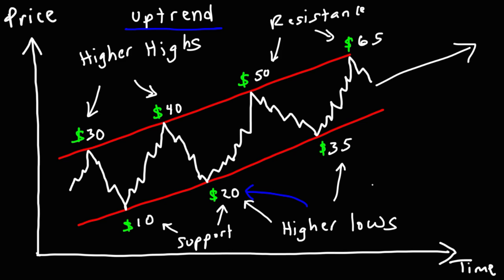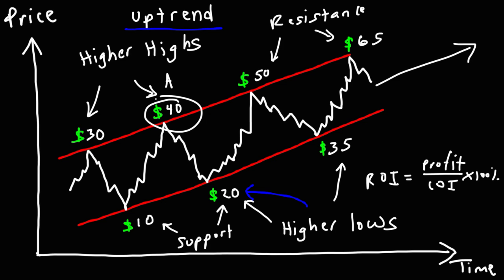So what we're going to do is calculate the ROI, the return on investment, which is basically equal to the profit divided by the cost of investment times 100%. So let's say trader A buys the stock at the resistance level of 40, and then he holds it and sells it at the next resistance level of 50. So he would experience a profit of $10 per share, and his cost of investment will be $40. So 10 divided by 40 times 100%, his ROI would be 25%.